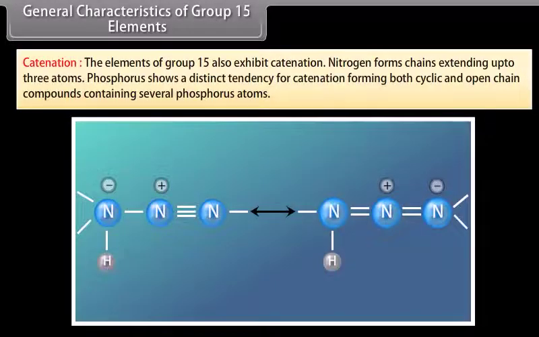General characteristics of group 15 elements. Catenation: the elements of group 15 also exhibit catenation. Nitrogen forms chains extending up to 3 atoms. Phosphorus shows a distinct tendency for catenation, forming both cyclic and open-chain compounds containing several phosphorus atoms.